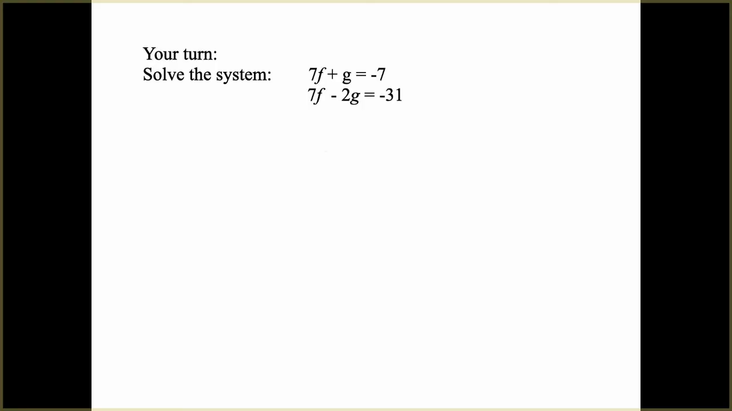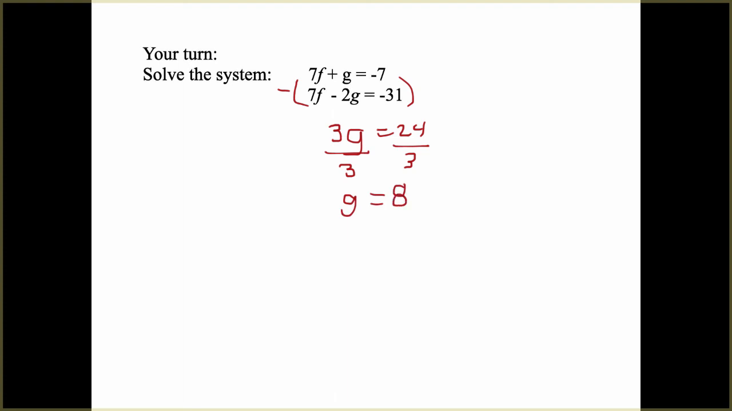I am going to subtract off the bottom equation. So we have 7f minus 7f, which is 0. We have g minus a negative 2g, which becomes g plus 2g, and g plus 2g is 3g. Then we have negative 7 minus a negative 31. That becomes negative 7 plus 31. So we get 24. Divide by 3, and you get g is 8.